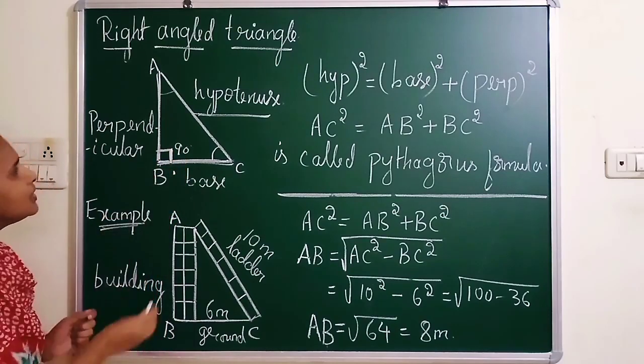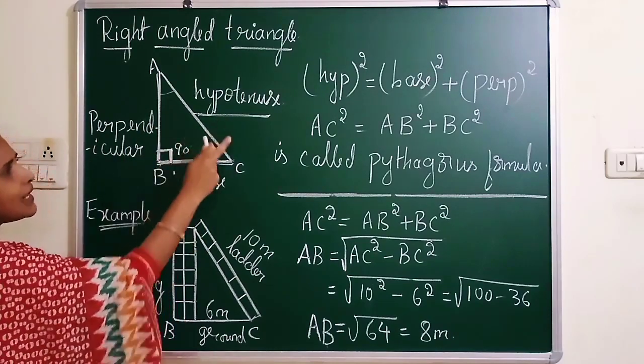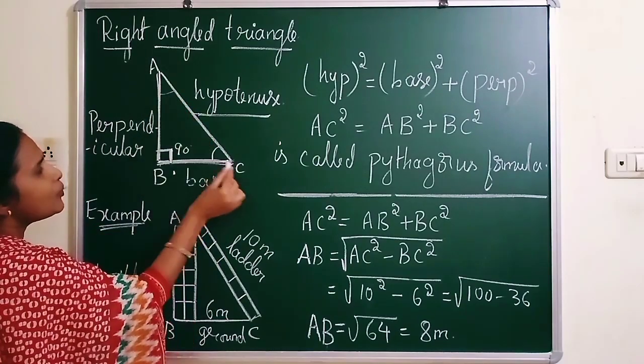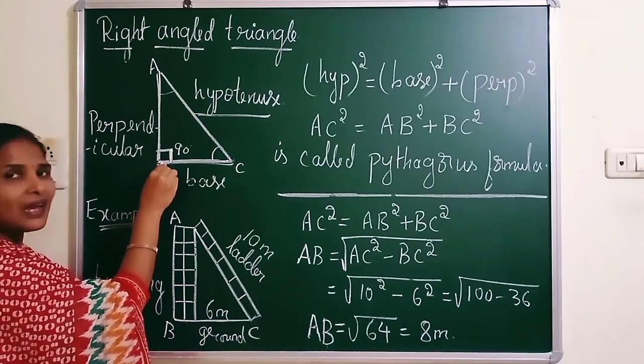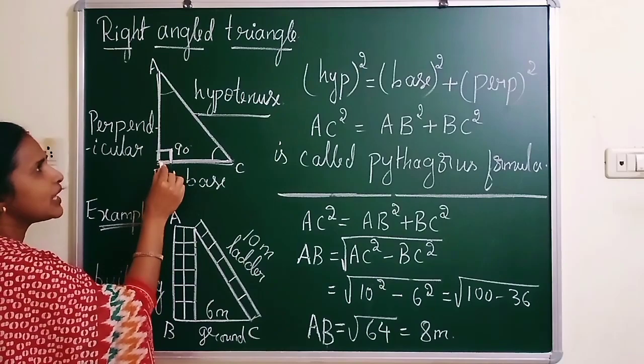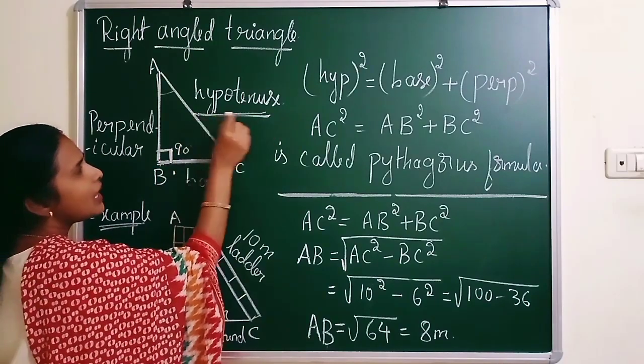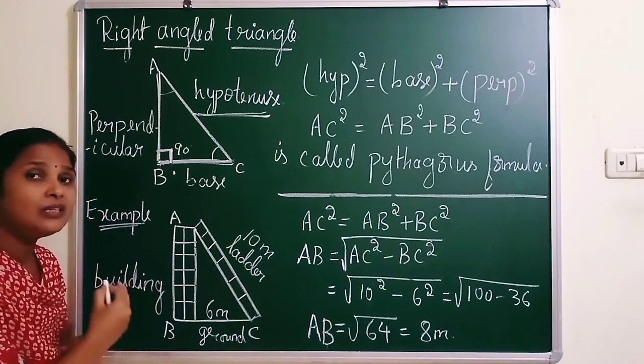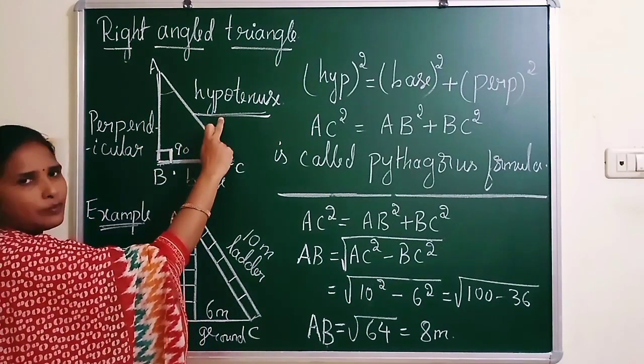There are three sides. You can see the three sides of a triangle, and you have to name them. The side opposite to the angle that is 90 degrees is always called the hypotenuse. The side opposite to the 90 degree angle is called the hypotenuse.